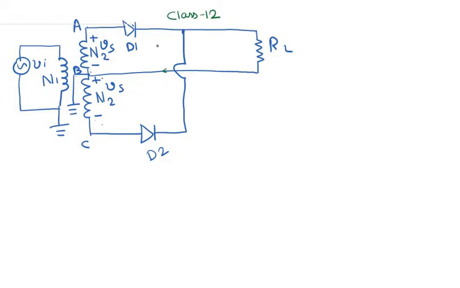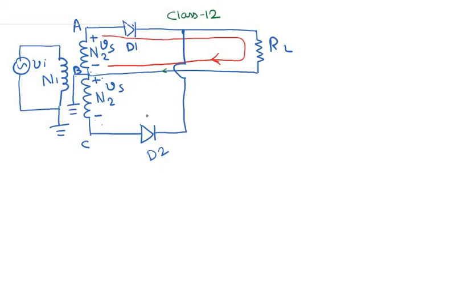When Vs is positive, this diode D1 is forward biased, but this diode D2 is reverse biased, because the P side of D2 is connected to the negative pole here. So D2 is reverse biased, and current flows along this path. This is the path of the current flow when Vs is positive and D1 is forward biased, and since D2 is reverse biased, no current flows through D2.